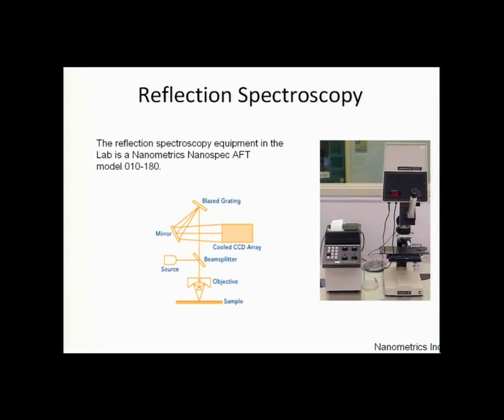And basically those two beams are sent to the cooled CCD array, and then your computer compares the two. It compares the incident source as it is beam split and travels directly to the detector, and it compares that with the light coming from the sample. And then, of course, it compares those differences over the whole range of wavelengths.